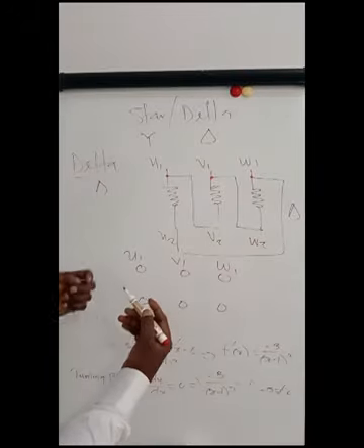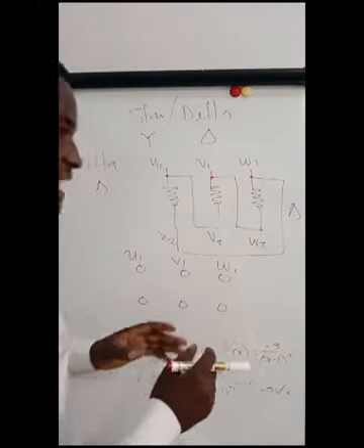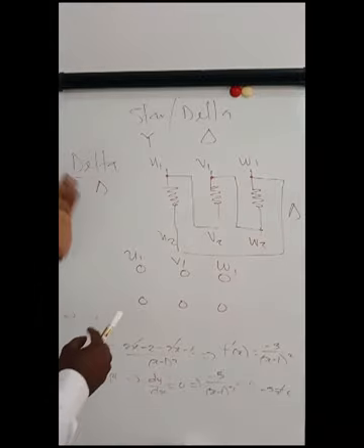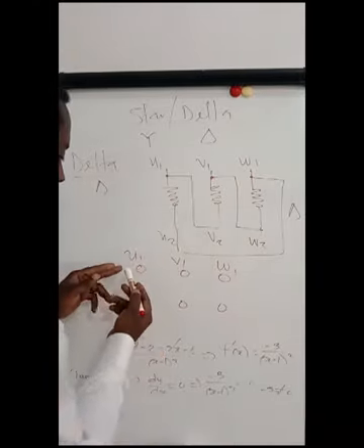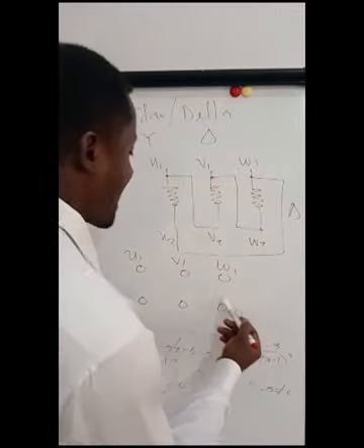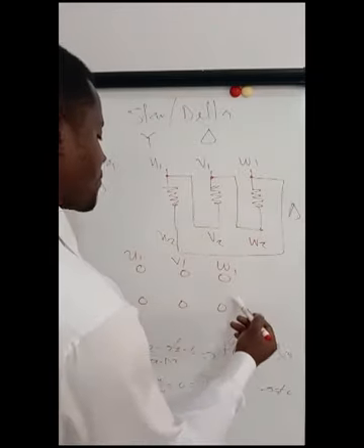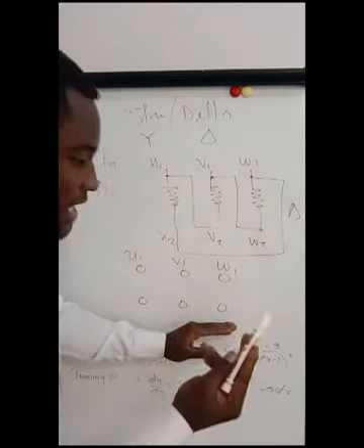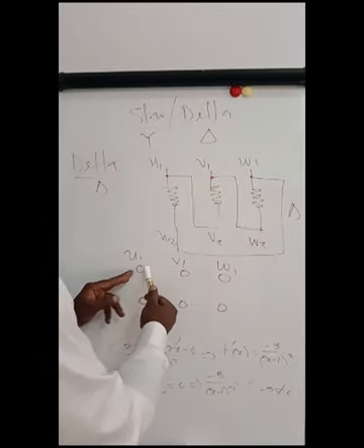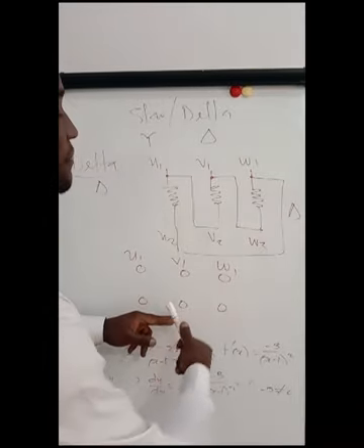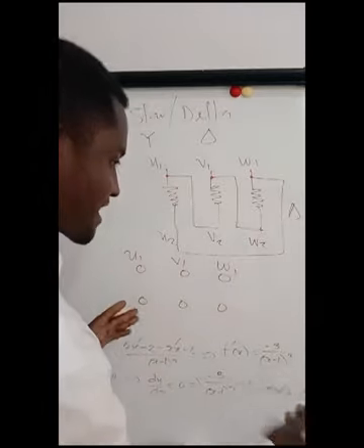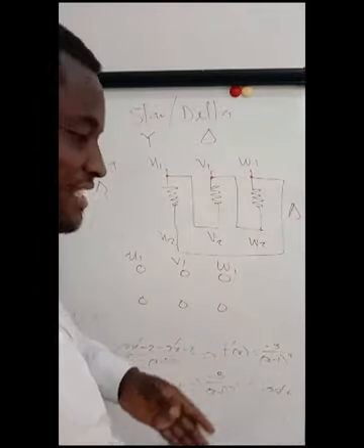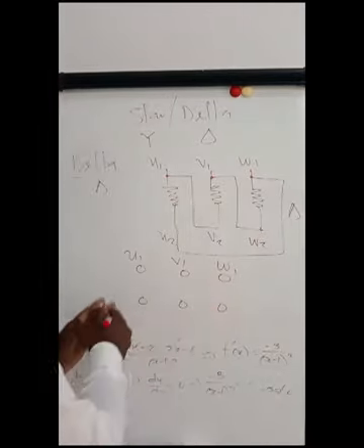To achieve that, you need to first of all understand the law of star as well as delta. In star, the ends of the windings are all looped together. For delta, the start of each winding is connected to the end of the next winding. To achieve that, we move to delta first, because once we achieve delta, we'll be able to achieve star as well.